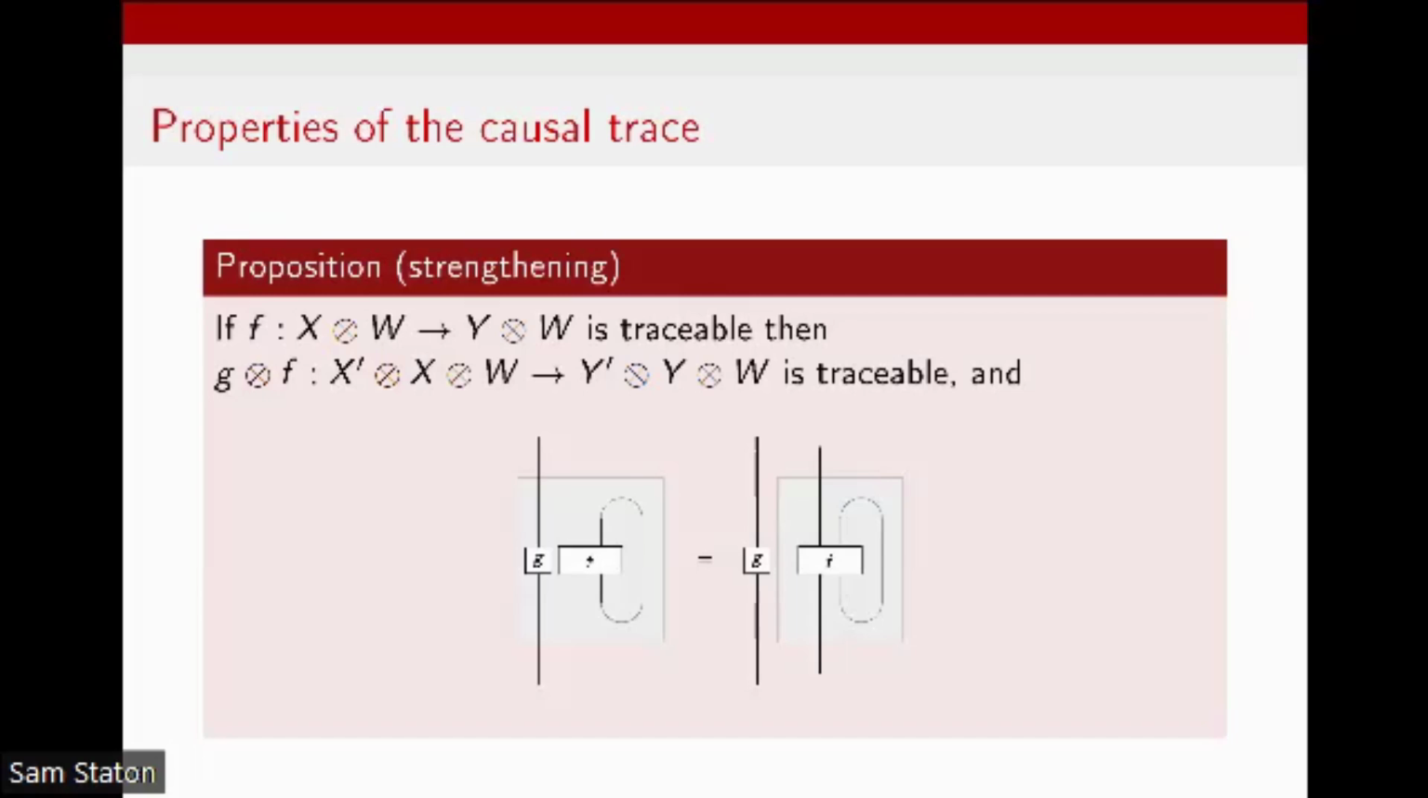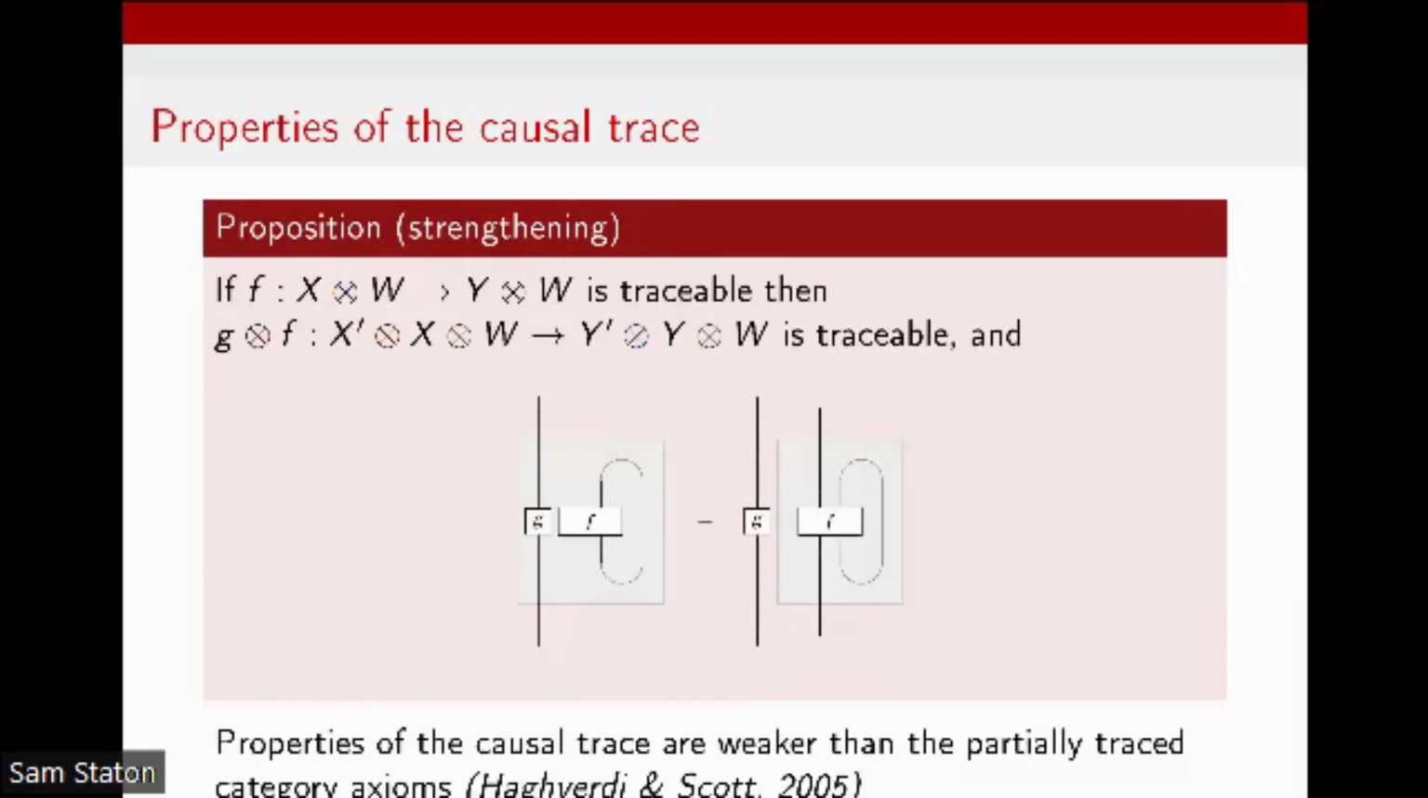If this was a traced monoidal category, the axiom would say these two things are equal, period. We do it a bit harder. So we say that if F is non-signaling, so F is traceable, then G tensor F is also traceable. Moreover, this equation holds. And for many of the other axioms, we also have this kind of one-directional implication. So we don't necessarily want to say that if this is traceable, this is also traceable, because this will not be true in general. But we always have this one direction of the implication, and we get a restricted version of the traced monoidal category axioms. Just for historical accuracy, this is weaker than the partially traced categories from Haghverdi and Scott, if someone would think about those. Okay.